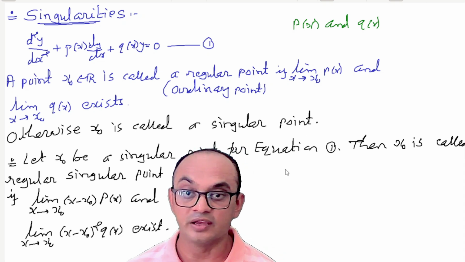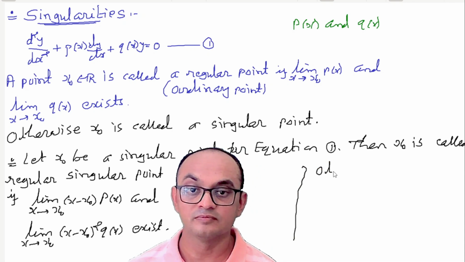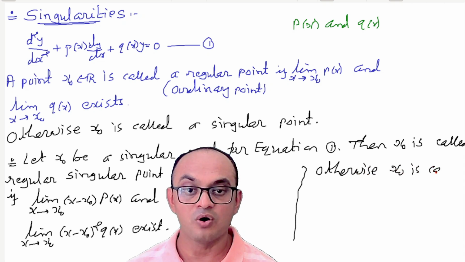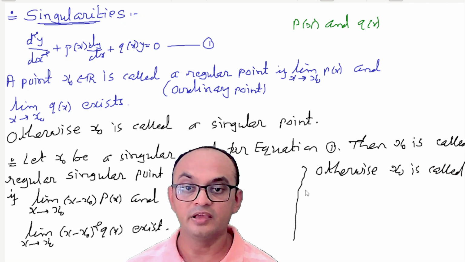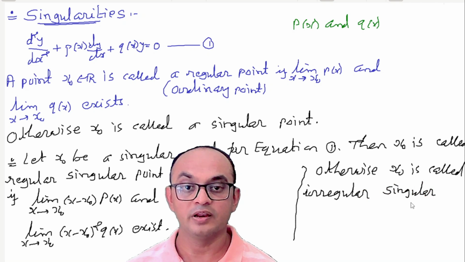So I am writing here, otherwise x0 is called an irregular singular point.